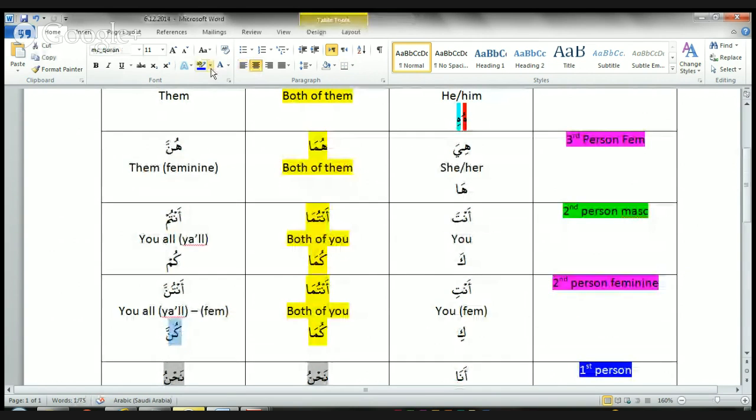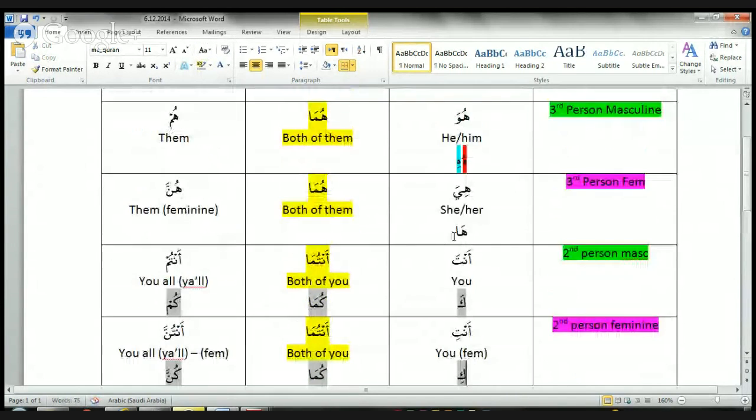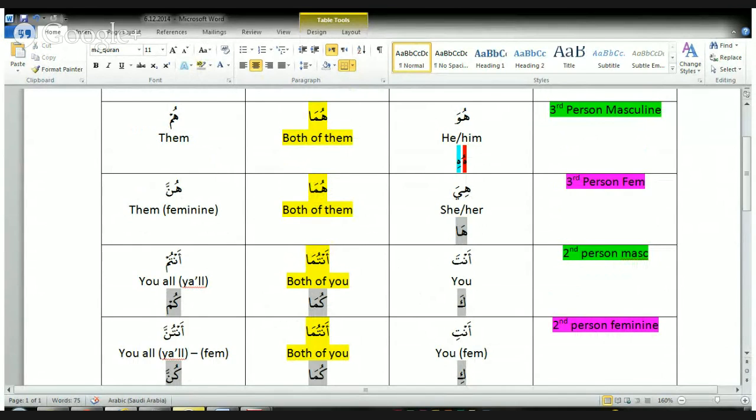Here's what I'll do. These are all the attached pronouns. Okay? Now we're going to do this a little differently. Pronouns. Where did it go?